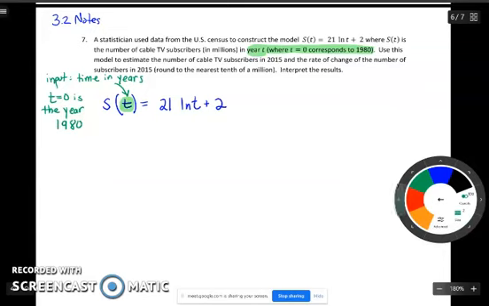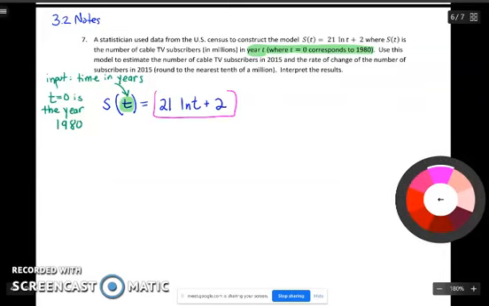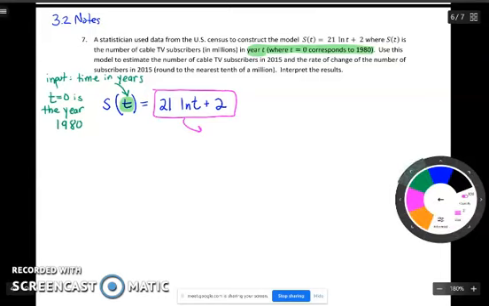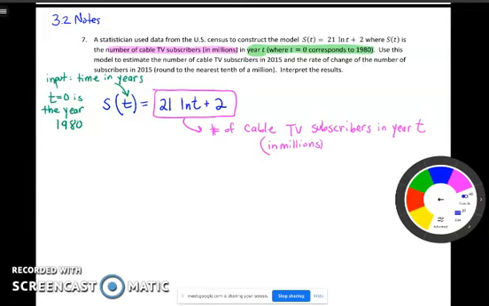And then what is our output? What is this calculation telling us? Well, it's telling us the number of TV cable subscribers in millions in that year t. Okay, so now that we have the input and output described, we can go ahead and answer the question, and we can come back and use these descriptions as reference to make sure we're getting our interpretation correct. So we're being asked to use this to estimate the number of TV subscribers in 2015.